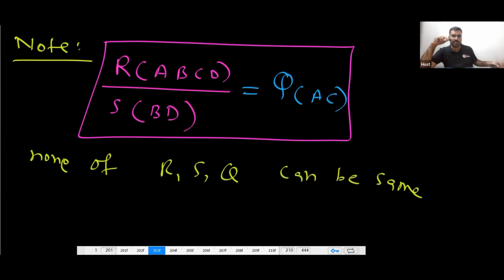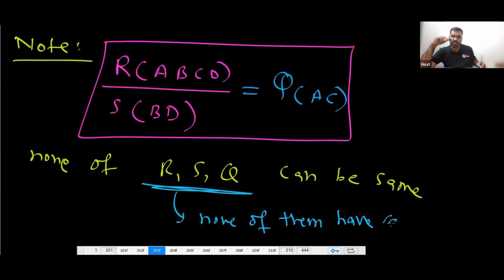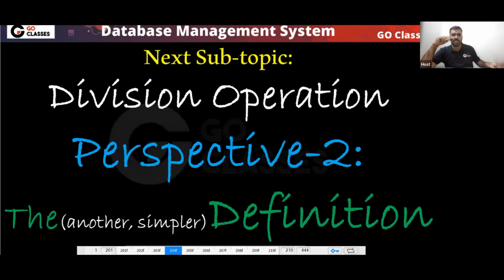They don't even have the same schema. None of them have the same schema. Just apply the definition, just apply the core idea. Is this clear? Just wait, everything will come. Don't worry.